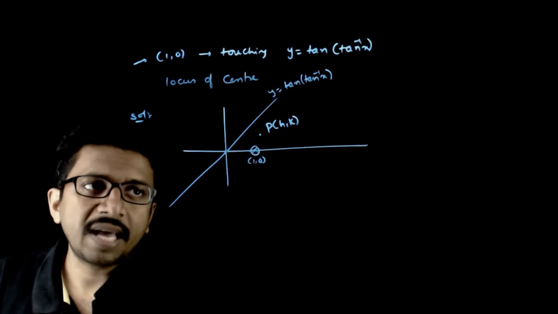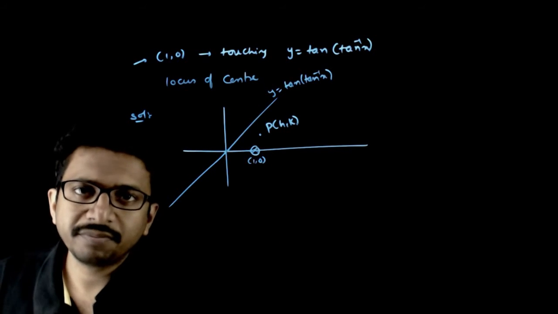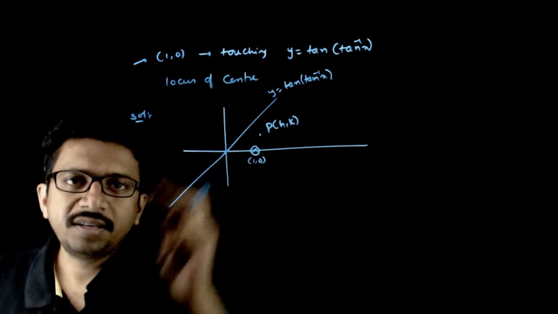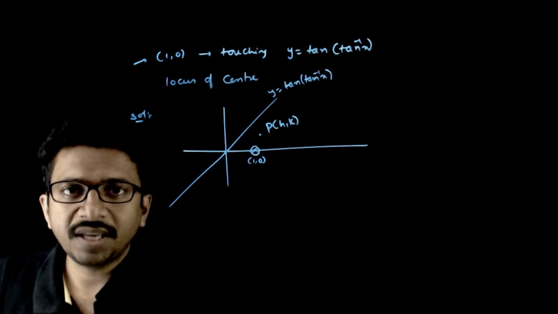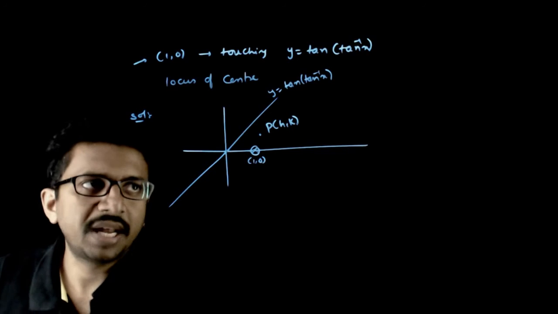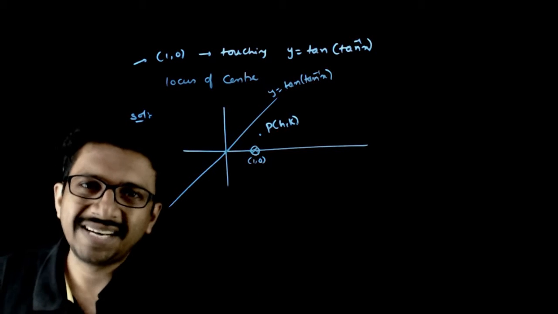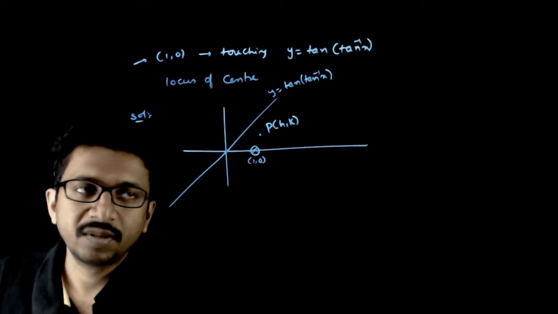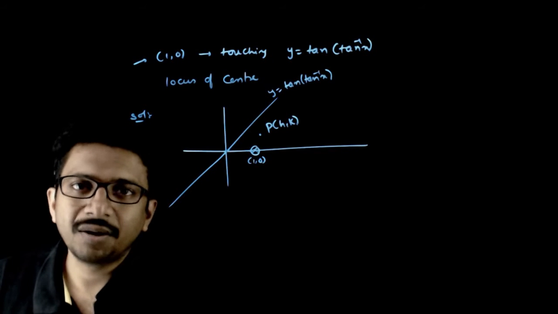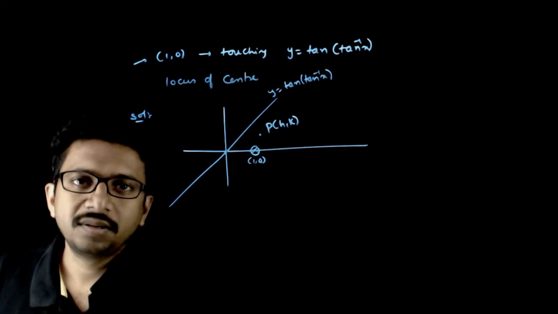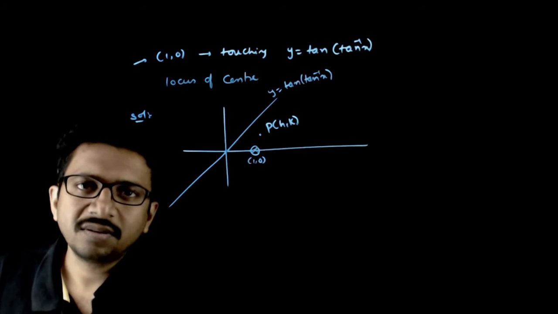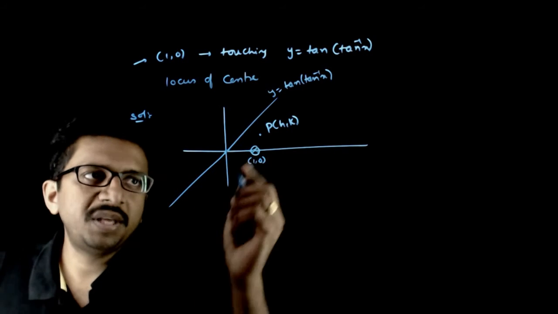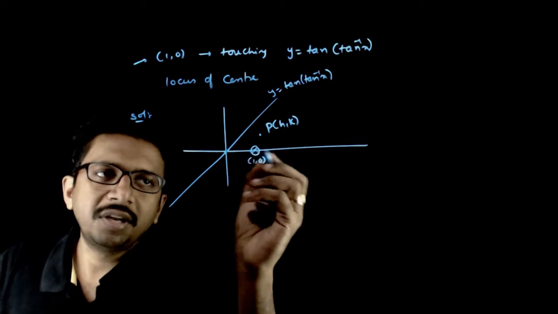Now you're given a circle which passes through (1, 0) and touches the curve y equals tan of tan inverse x. You are asked to find the locus of the center of such circles. What is the locus of the center of such circles? So let (h, k) be the point on the locus.